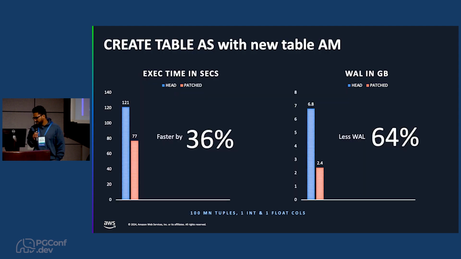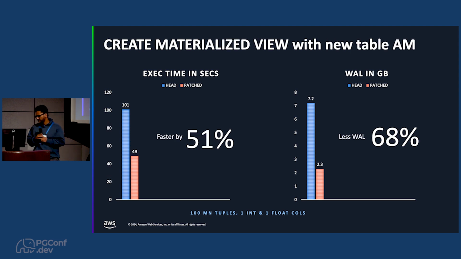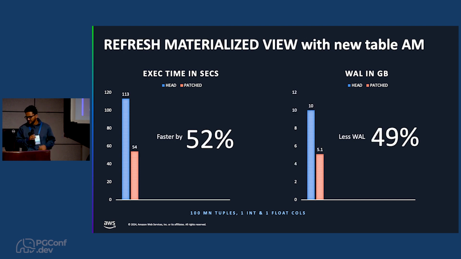So the CREATE TABLE AS command. With the new table access method, the test case is 100 million tuples and 2 columns, 1 int and 1 float. It got faster by 36% with 64% less WAL. And CREATE MATERIALIZED VIEW, the same use case, got faster by 51% with 68% less WAL. And REFRESH MATERIALIZED VIEW got faster by 52% with 49% less WAL.